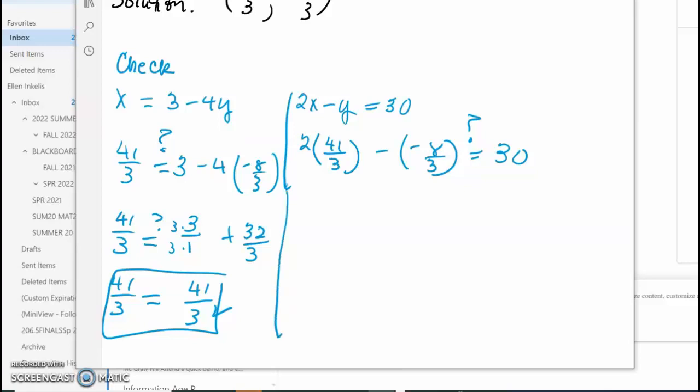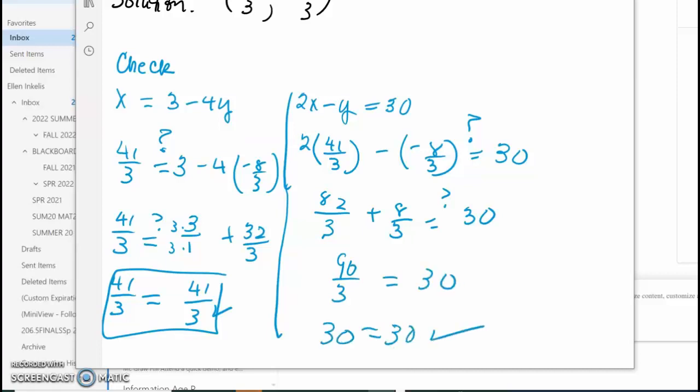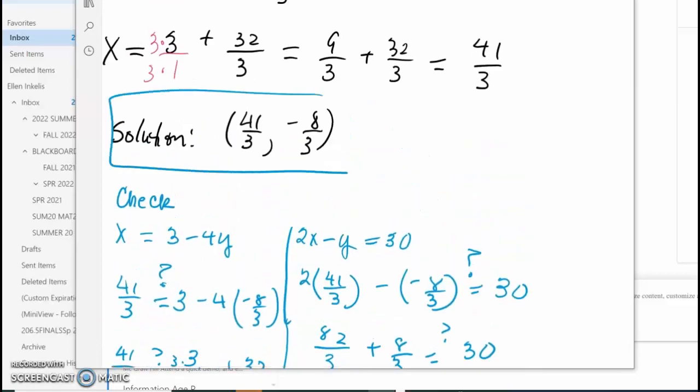Okay, let's try this one. 2 times 41 is 82 over 3, plus 8 over 3. Does this equal 30? I don't know. Let's find out. 82 plus 8 is 90 over 3. Does that equal 30? And the answer is yes, 30 equals 30. All right, now I can say with confidence that the solution to this problem is right here.